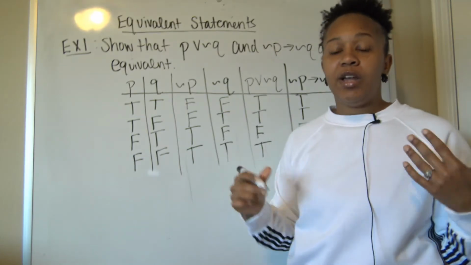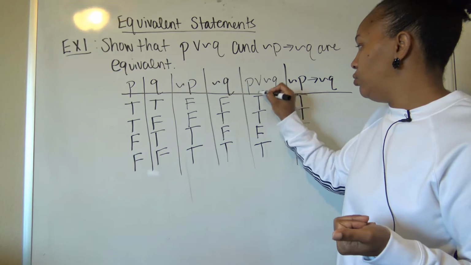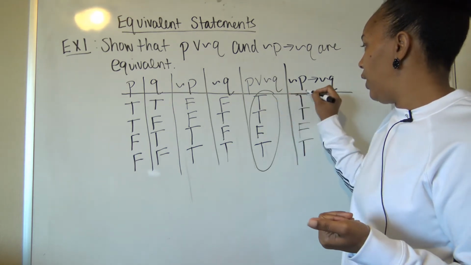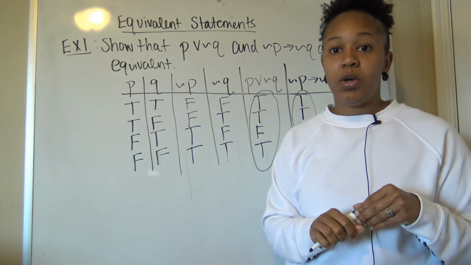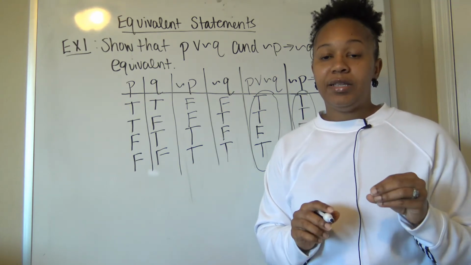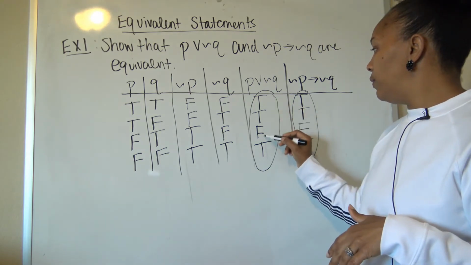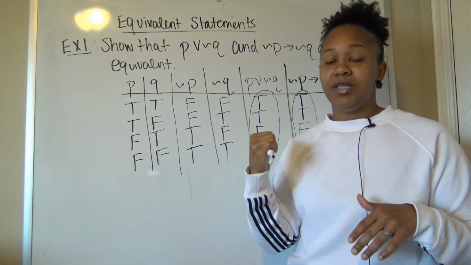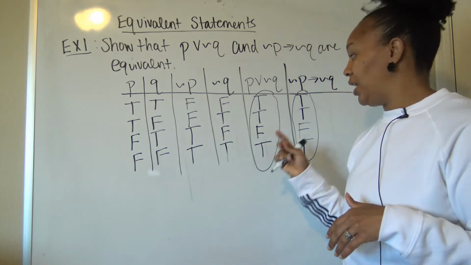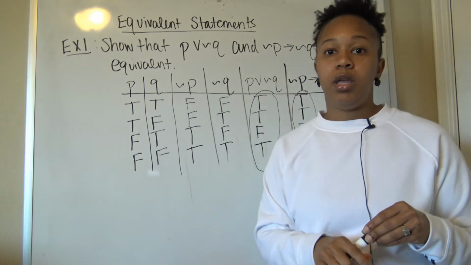Okay, so now how do I determine if these statements are equivalent? Well, I look at the truth values of them and I see if they are the same. If they are the same, then those statements are equivalent. If they are not the same, then those statements are not equivalent. So if I look at these two, true, true, false, true, true, true, false, true, they are the same. So since those have the same exact truth values, then that means those two statements are equivalent.